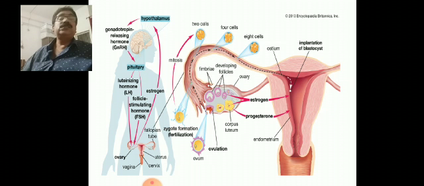Now, if one sperm comes from the vagina, travels to the fallopian tube, and fertilizes the ova, then immediately a zygote is formed, and after fertilization it will move to the uterus. And if it does not fertilize, the same phase starts again, called the menstrual phase.